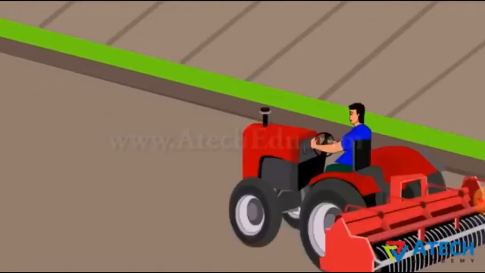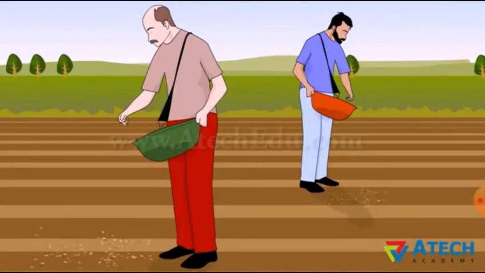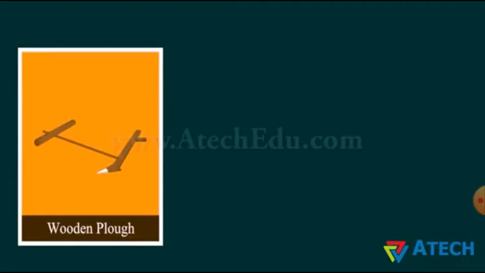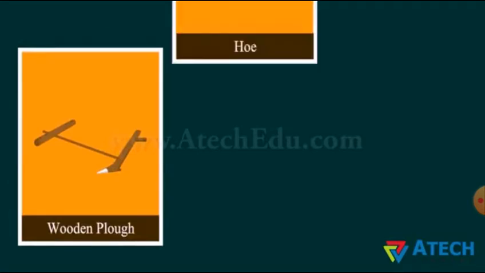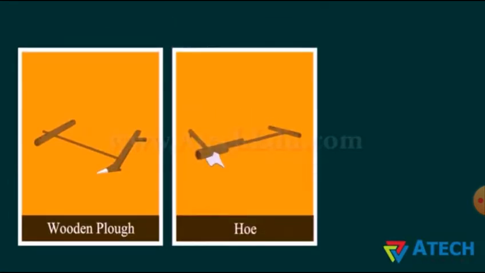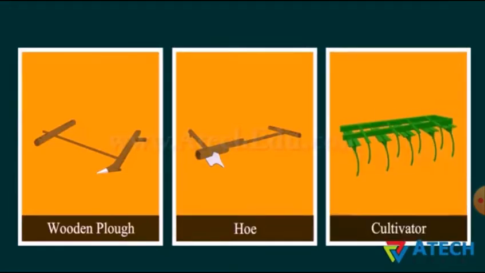Sometimes manure is spread before tilling or plowing. When the manure is spread before tilling, the manure mixes with the soil and thus nourishes the soil. What are the tools we require for preparing soil? In modern days, cultivator is used for preparing the soil. But older tools like plow and hoe are also used for preparing soil sometimes.